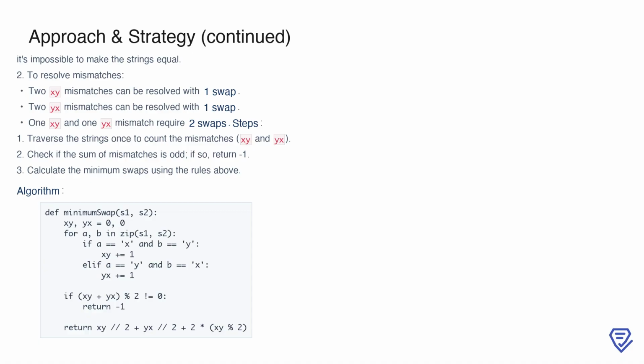To resolve mismatches efficiently, two XY mismatches or two YX mismatches can be resolved with one swap each. However, resolving one XY and one YX mismatch requires 2 swaps. Using these rules, the process becomes straightforward: traverse the strings once to count the XY and YX mismatches, check if their sum is odd, and calculate the minimum swaps needed based on the mismatch counts. The algorithm is simple, with clear steps that ensure correctness and efficiency.